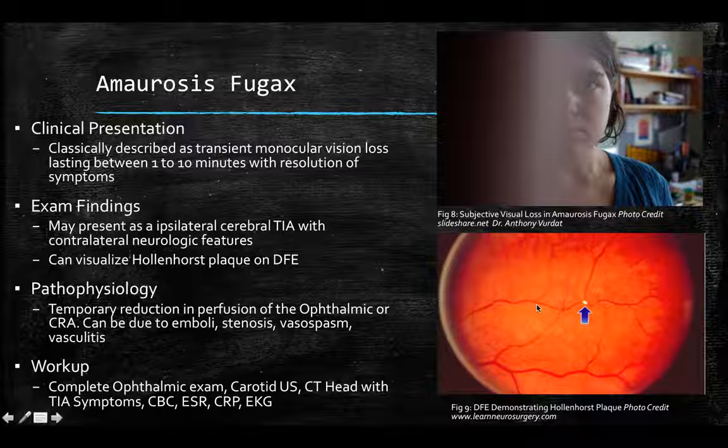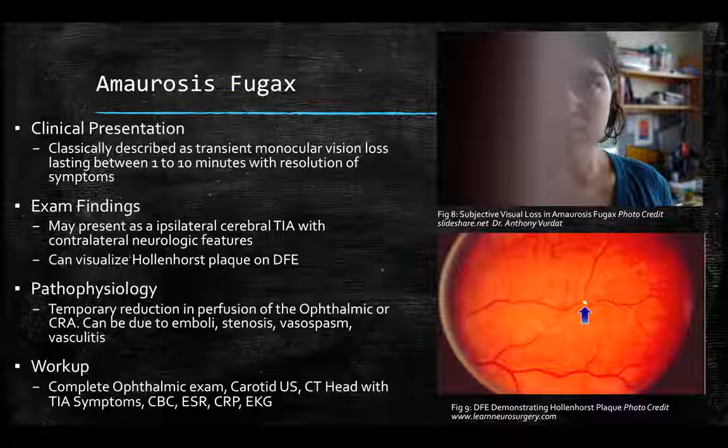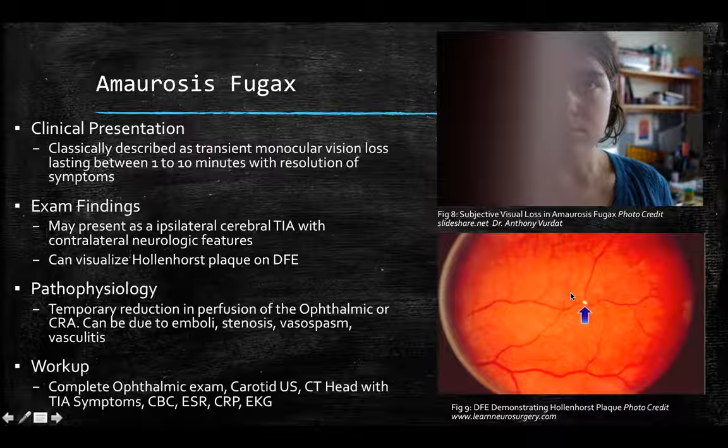So let's take a look at some of these photos. This is a depiction of the type of visual loss that a patient with amaurosis fugax would develop. And then Figure 9 demonstrates a Hollenhorst plaque, which is commonly made of calcium that can be found from a stenotic carotid artery, or also can be shed from a cardioembolic source.